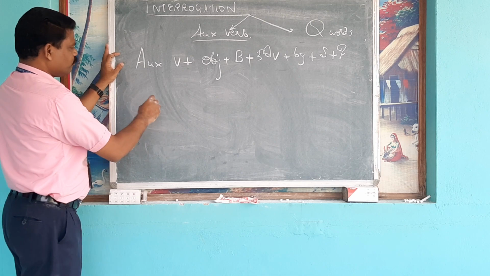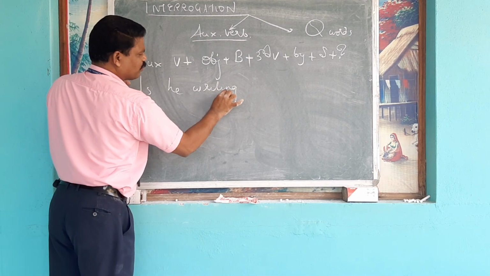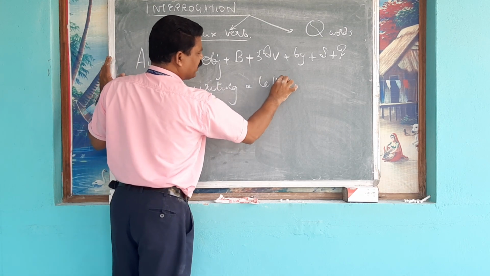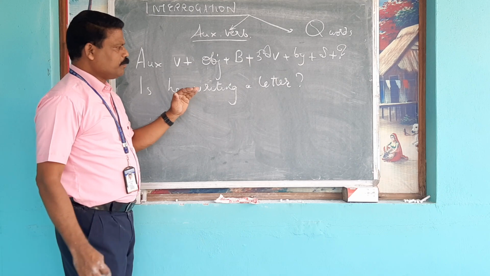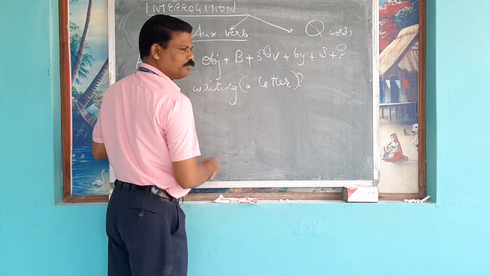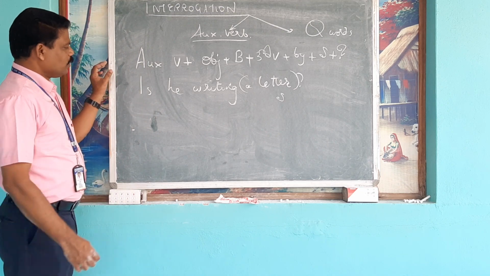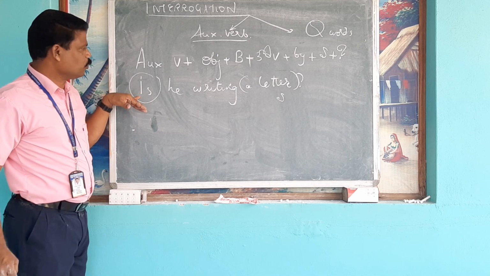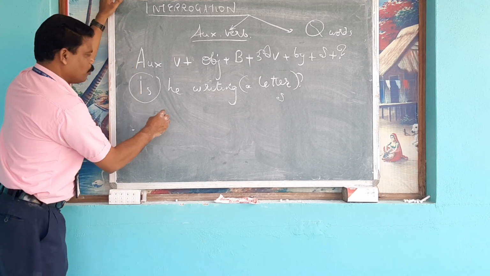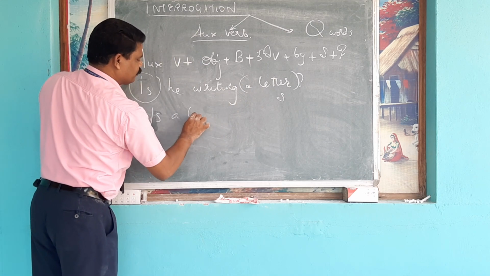Listen. Is he writing a letter? So no doubt, here the object is a letter. A letter, you know, it is singular. So the question starts with an auxiliary verb. It itself is singular. So सबसे पहले auxiliary verb is, object a letter.